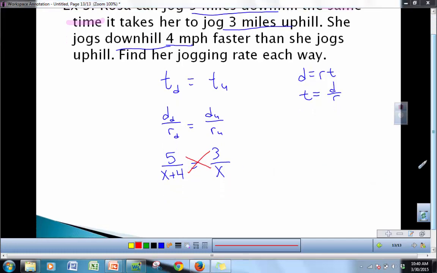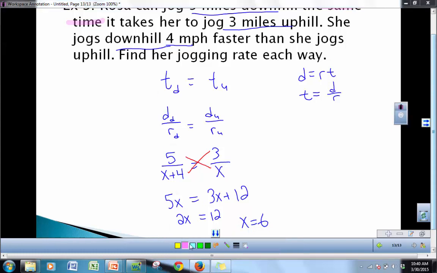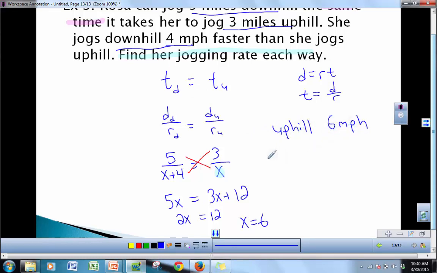So now when we cross multiply, 5 times x is going to give us 5x. 3 times x plus 4 is going to give us 3x plus 12. So when we solve this problem, we'll move the 3x over by subtraction, and we will go ahead and get x equals 6. Really important in these problems, we read what the problem's asking us to find. Find her jogging rate each way. Well, if we look at it, x equals 6. Well, x is representing her uphill rate. So we know when she's going uphill, she's going 6 miles per hour.